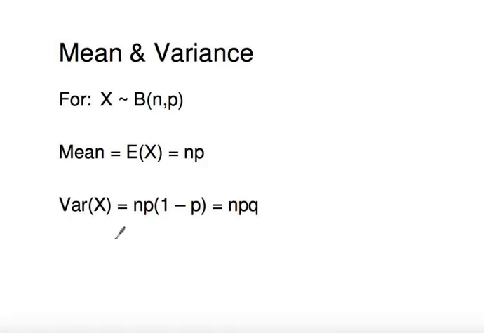So, mean and variance. If a discrete random variable x is distributed binomially with n trials and probability of success p, the mean or the expectation is calculated by doing the number of trials times the probability, and the variance is calculated by doing the number of trials times the probability of success times the probability of failure.